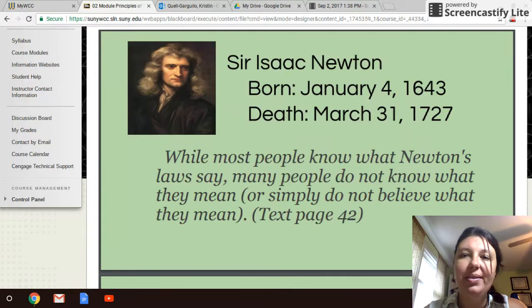Isaac Newton is one of the great minds of physics. And so here's just a little bit on him because, got to pay a little tribute.